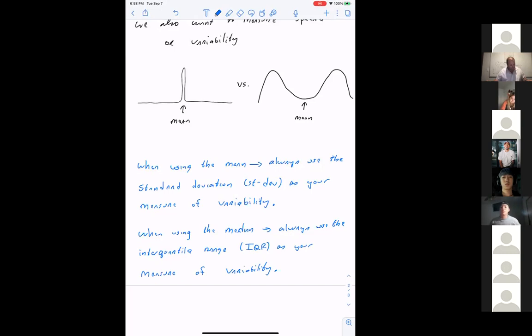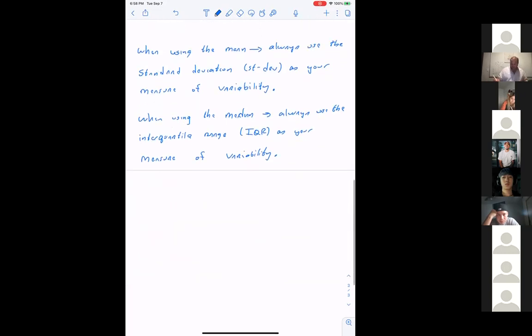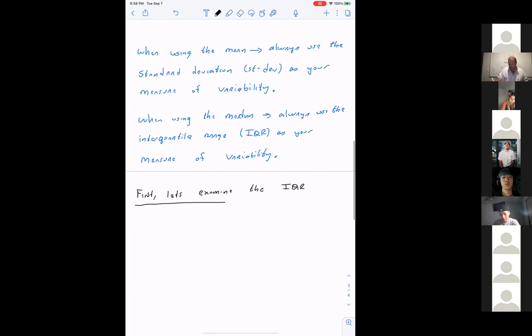I've heard of standard deviation, but I forgot what it is. No problem. Good. So we can do it from scratch. I'm looking for a good example to use to illustrate. So first, let's examine the IQR. It is the easier one mathematically. So first, let's examine the IQR, and we will do so via the following example.